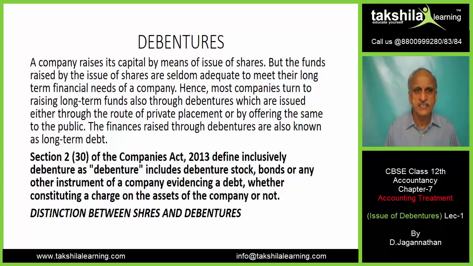To be precise, section 2, subclause 13 of the Companies Act 2013 defines a debenture inclusively. Inclusively means a debenture can take any form in which it is described. It includes a debenture stock, which is a term used in the USA, bonds, which is also used in the USA and many of the Western countries like the UK, or any other instrument of a company. You may call it by any name, but that instrument is evidence of a debt taken by the company, whether constituting a charge on the assets of the company or not.